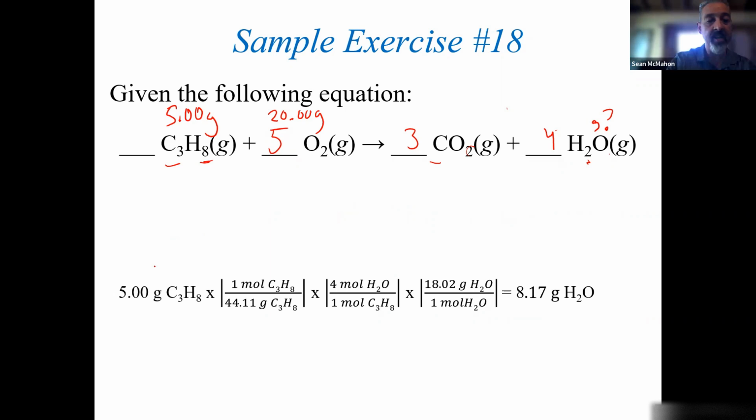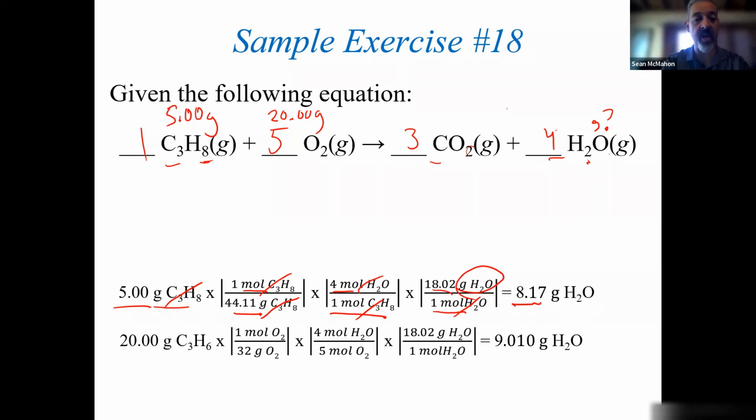How do I do that? The grams of propane convert to moles using molar mass from the periodic table. Cancels those units. I have 1 mole of propane per 4 moles of water. And then in 1 mole of water, there's 18.02 grams. So these units cancel, and I'm left with grams of water. I have 3 sig figs here, so this has 3 sig figs.